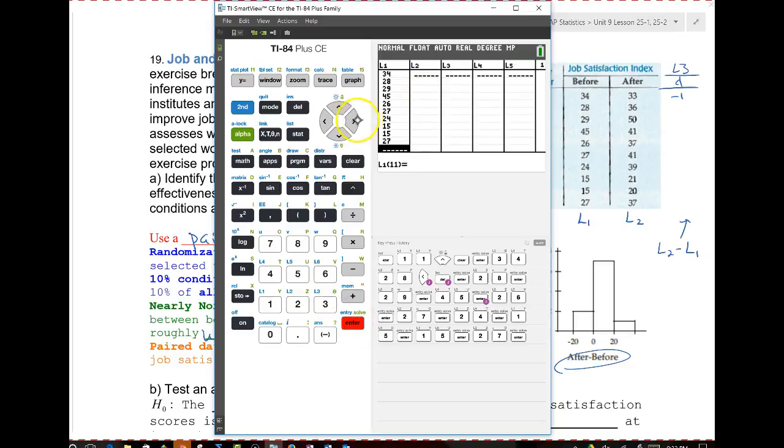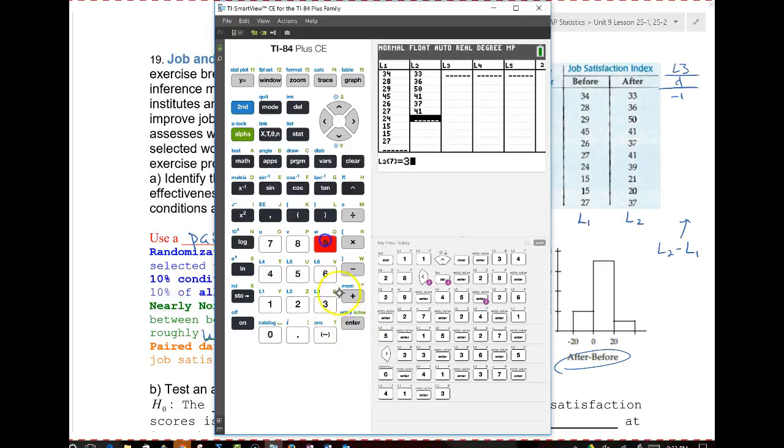I'm going to arrow over to the next list, and I'm going to put the afters in here. So 33, enter, 36, enter, we got 50, enter, 41, and we keep going through, 37, enter, 41, 39, 21, enter, 20, and then we have 37.